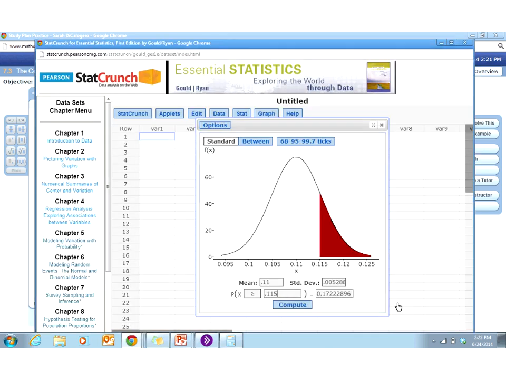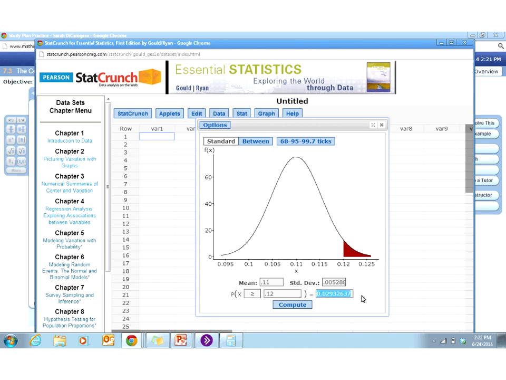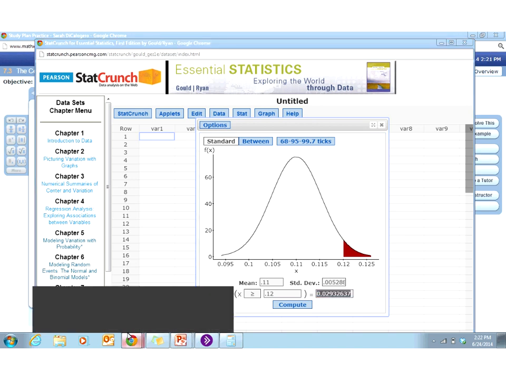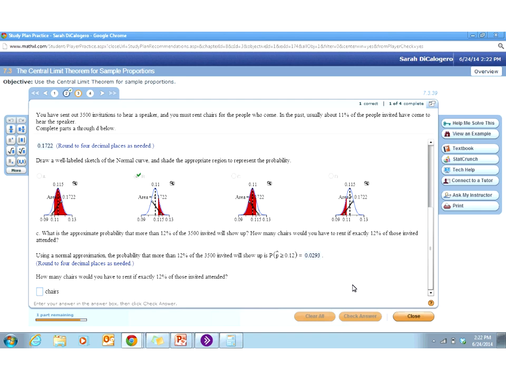If we want to find the probability that more than 12% will show up, well, we can go right back to StatCrunch, and we just change the probability x is greater than or equal to 0.115 to 0.12, and it's right here. You're going to copy it and paste it back in. Just make sure you do your decimal places right. 4 decimal places, 0.0293, so we don't round up from there.